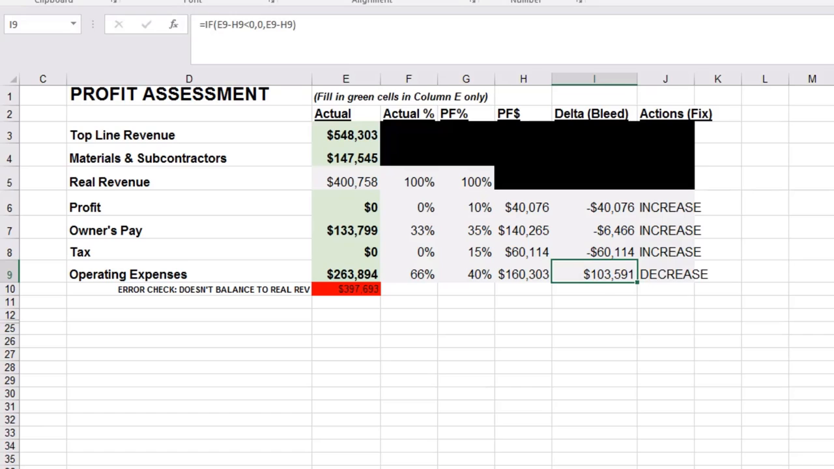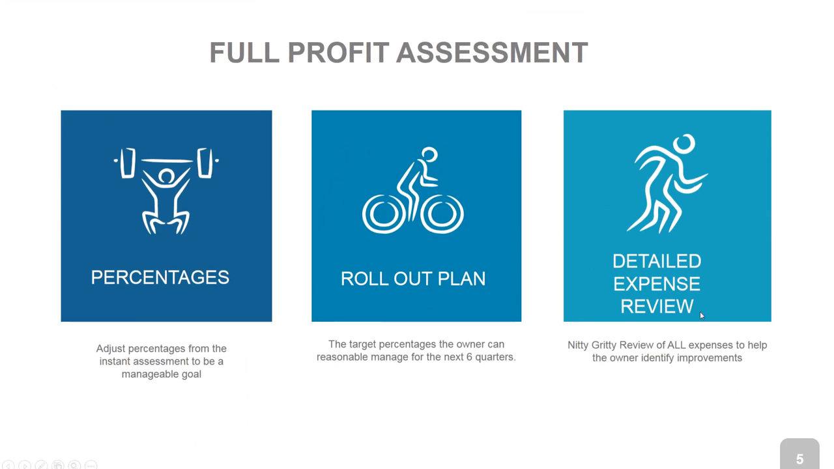So we do offer full profit assessments if you're looking for some professional guidance on a plan of attack. Not only do we do the assessment, but we also will do a rollout plan. We're going to look at the business percentages. The rollout plan goes over the next 6 quarters. We also dive into the details of your expenses, and I'm talking about the nitty-gritty details of your business operating expenses to help the owner identify the expenses that can be cut or improved.